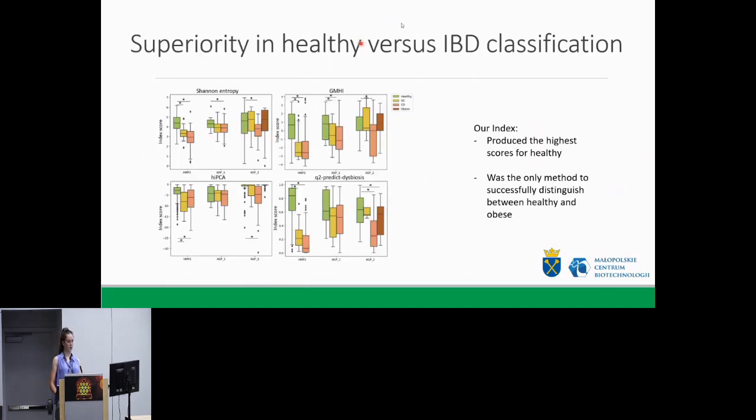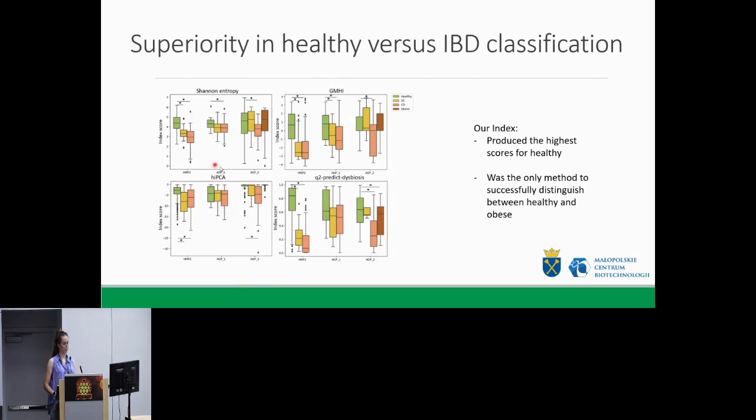So you can see here at the top left, Shannon entropy, which is a measure of diversity. Then we have the GMHI and the high PCA, so the two taxonomy-based indices which look at the ratios of beneficial to harmful bacteria. And then we have our index. So again, we have 3 cohorts, the Human Microbiome Project 2 and 2 different AGP cohorts. And the green bars represent healthy individuals, and the other colors represent the dysbiotic individuals with IBD or obese individuals.